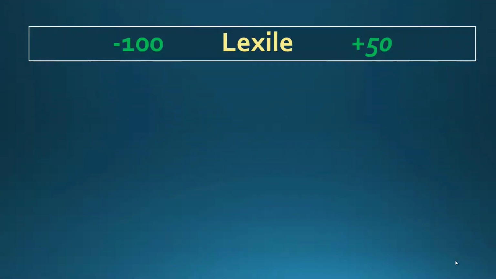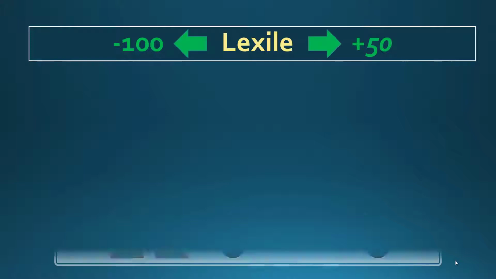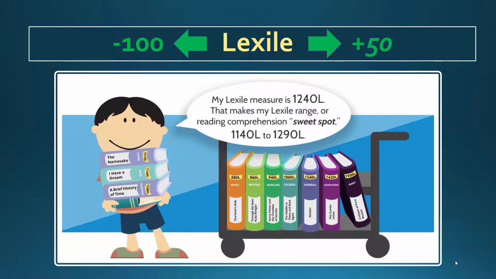You also want to know your abilities as a reader. When you take the SRI, you'll get a Lexile number. This will let you know at what level you can comprehend text 75% of the time. And you'll get a range for text. It'll be from your Lexile minus 100 to plus 50. So for example, here we see this boy's Lexile is at 1240. That means he should be able to comprehend text from 1140 to 1290, or that's his sweet spot.